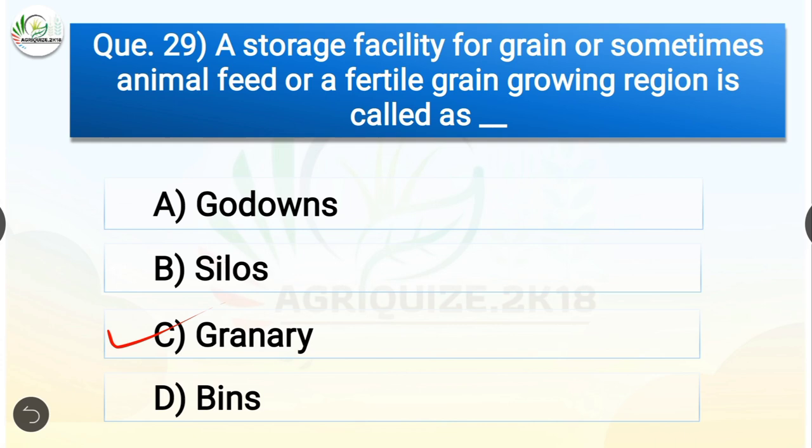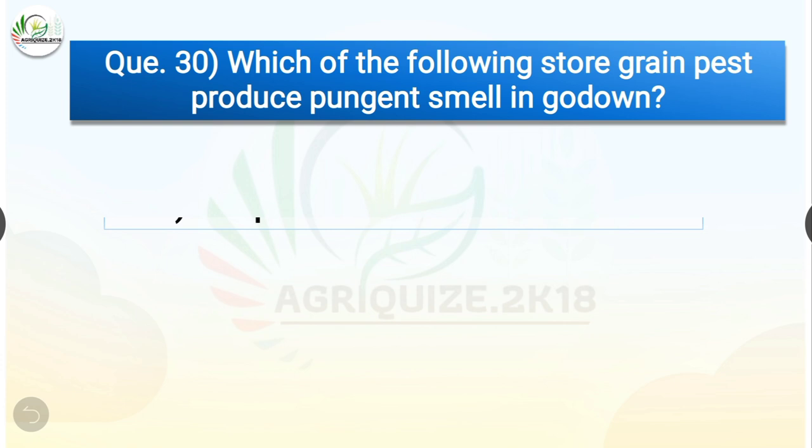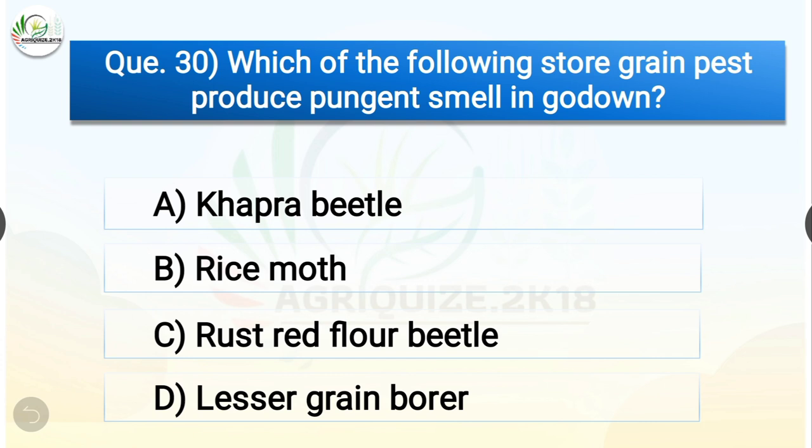Question number 30. Which of the following store grain pest produce pungent smell in godown? The options are khapra beetle, rice moth, rust red flour beetle, or lesser grain borer. The correct answer is option C, rust red flour beetle. So, rust red flour beetle is the store grain pest which produces pungent smell in godown.